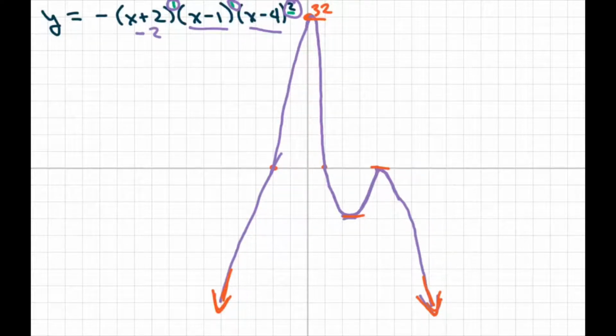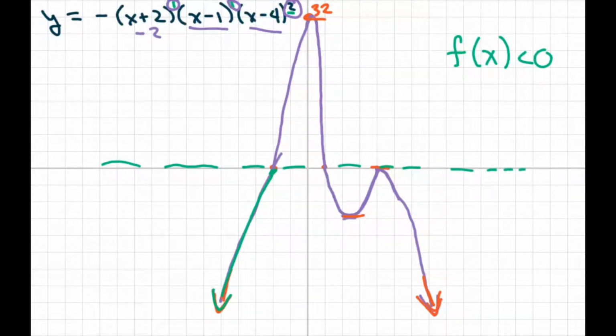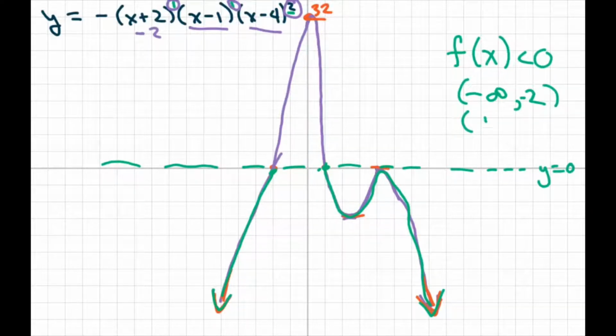And now the only thing we have to do is fill in where our f of x is negative. It's negative right here, from here to there. That means the graph is below y equals 0. And also it's negative here. From here, this whole curve is where y is negative. So that's from negative infinity to negative 2, and from 1 to infinity.